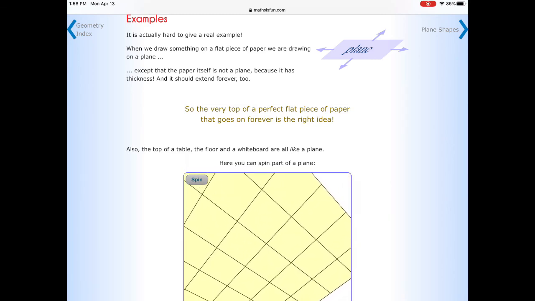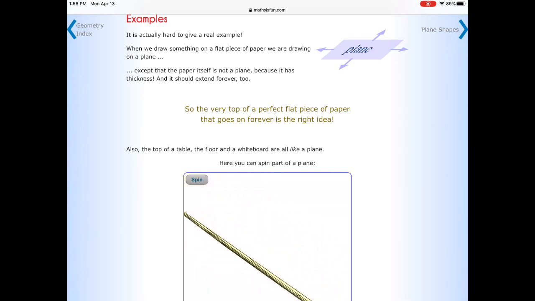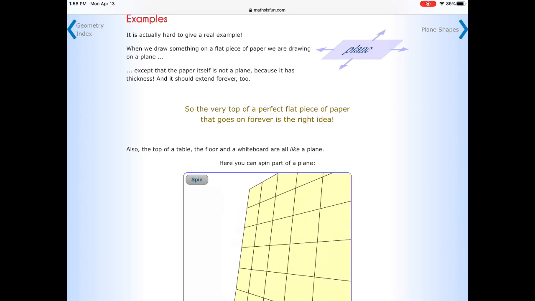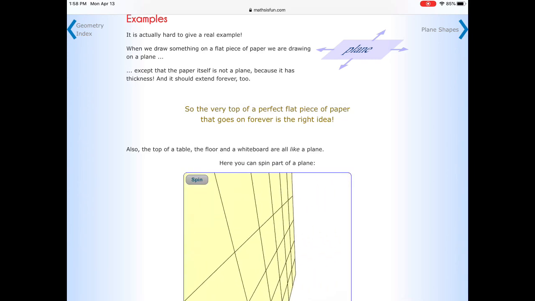So again, we have some confusion when we try to represent it on paper when actually the paper representation cannot match our definition.